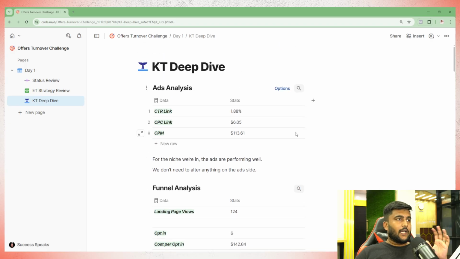The second was a deep dive report. So there's another client called Katie. His niche is, again, career development. So we ran some ads, and these are the numbers that we are getting for his particular offer that we are running.